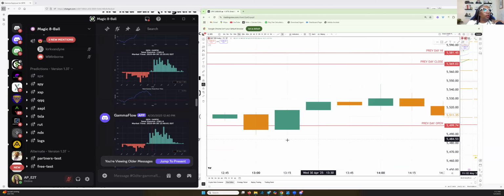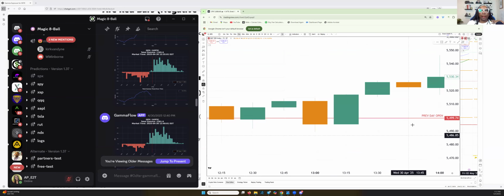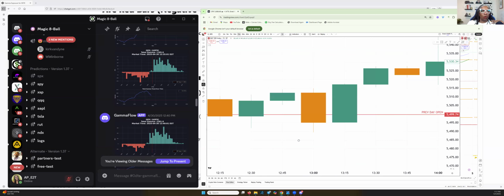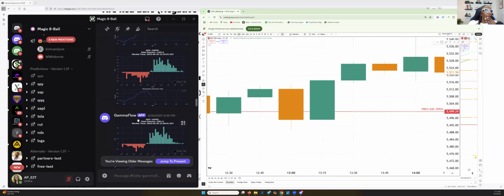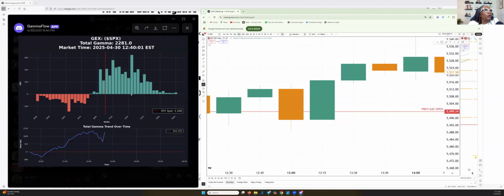Okay, so we're looking at 1240. I got 1240 over on the left. This is 1240. So the big bar here, the big gamma over here is 5550. That's the big number over here. 5550 is the big green number.